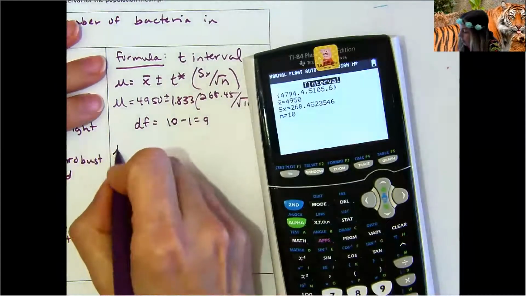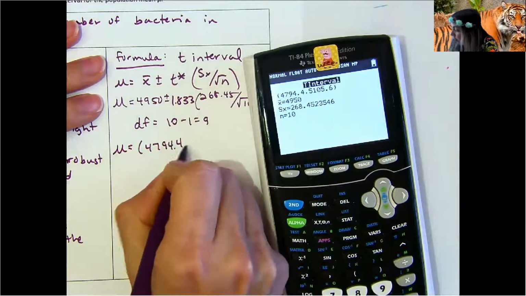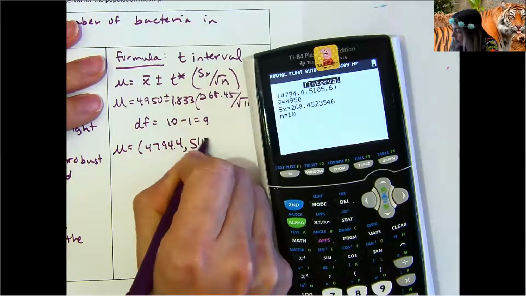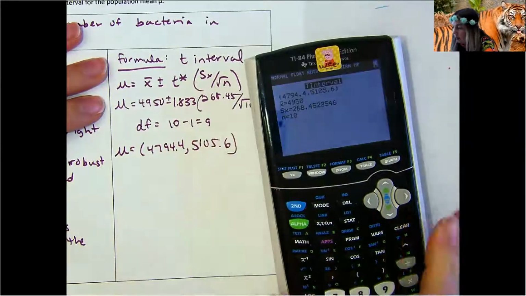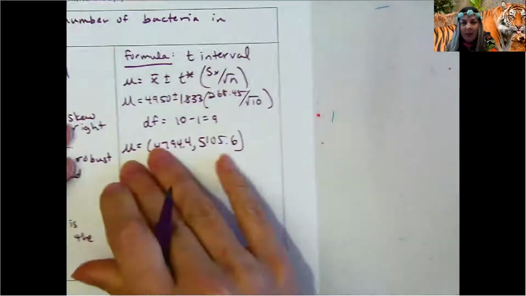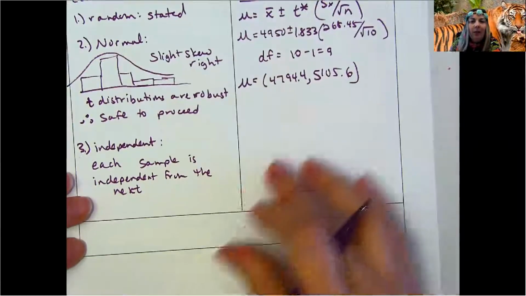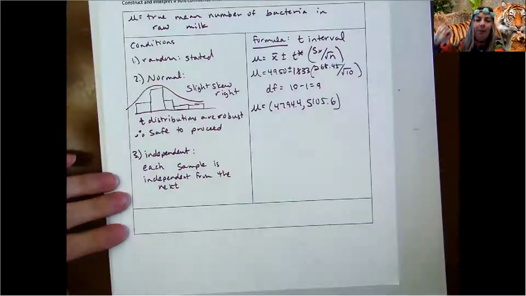All right, and we already had the answer here. So our mu was 4794.4, 5105.6. All right, so that's the number of bacteria per millimeter. Ew, that's gross. I guess it's the good bacteria for your tum-tum. A lot of empty space. Sorry about that. Oh well, I write big.